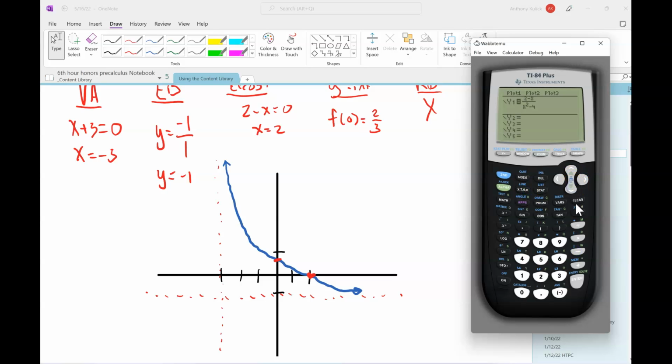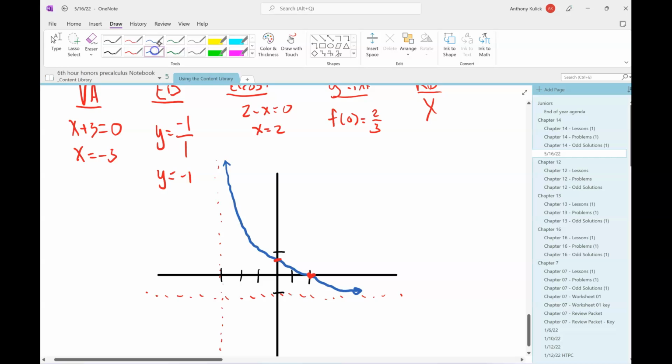That's not so bad. So I'll go and type in my new equation. And then we'll just do -3.1 and -3.01. And it looks like we're going down. And that'll do. You guys happy with that? Yeah. Okay.